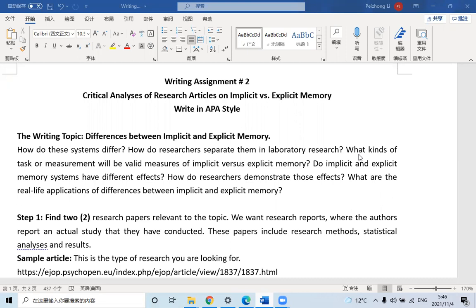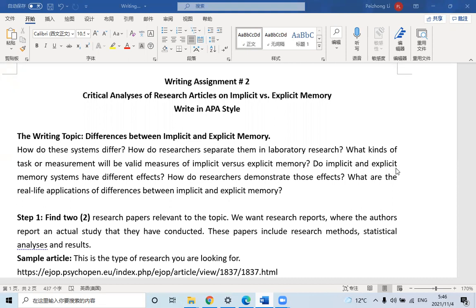Explicit memory is more intuitive. We know about it in everyday life, and psychology has been studying explicit memory for a long time. Research on implicit memory is relatively more recent.